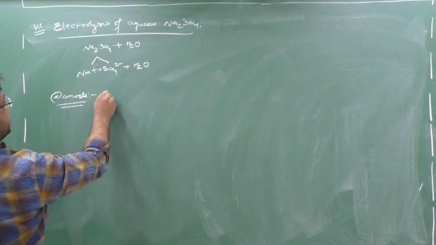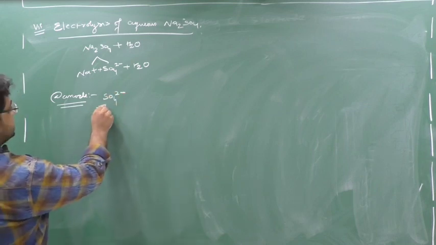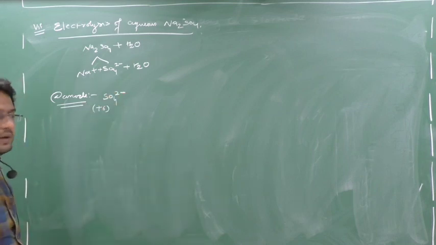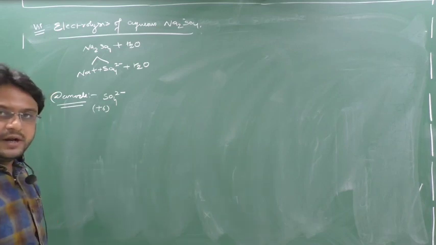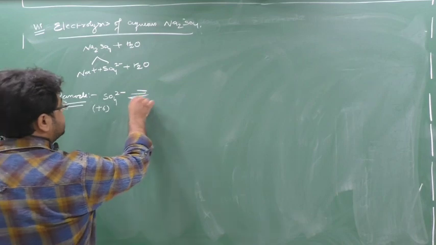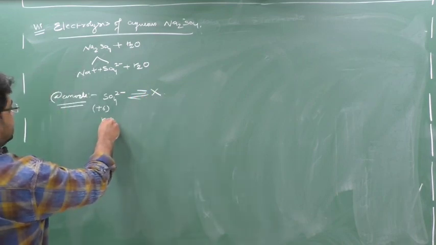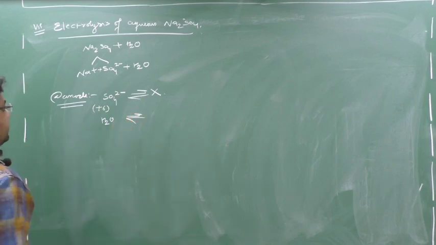So at anode, first I can take SO4 2-. Here in SO4 2-, S has a +6 oxidation state, which is its maximum oxidation state. So further loss of electrons is not possible, hence oxidation of SO4 2- is not possible, whereas I have water here. So I will write down the oxidation reaction of water.